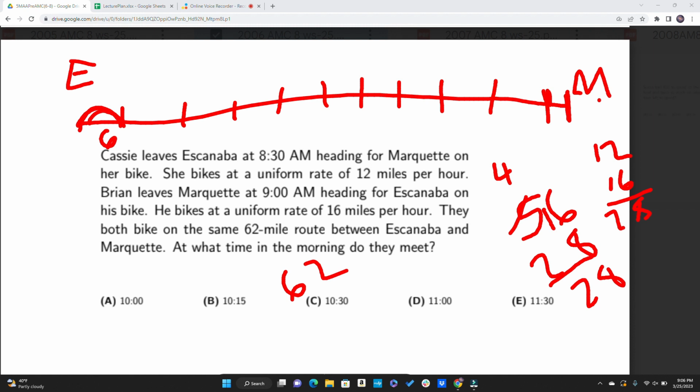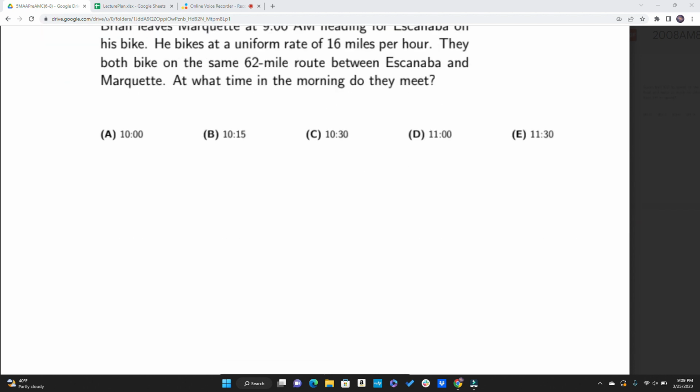Now it's 10 o'clock. After another hour, they'll travel another 28 miles, minus another 28, and now they're at the same spot. So it took 2 hours after Brian started biking. Brian started biking at 9, 2 hours later is 11. Answer choice D.